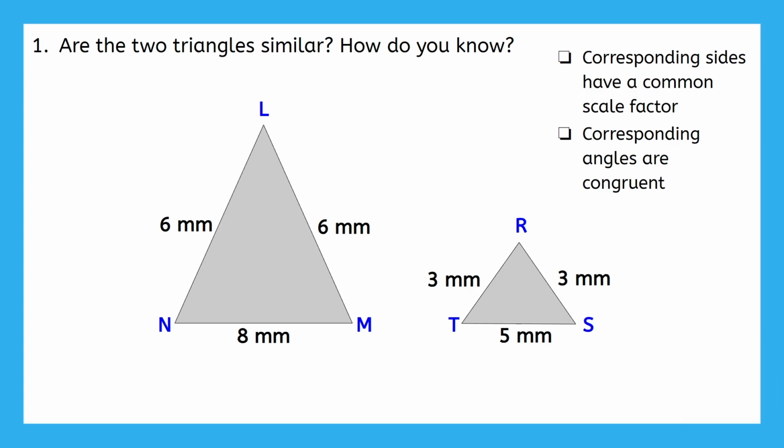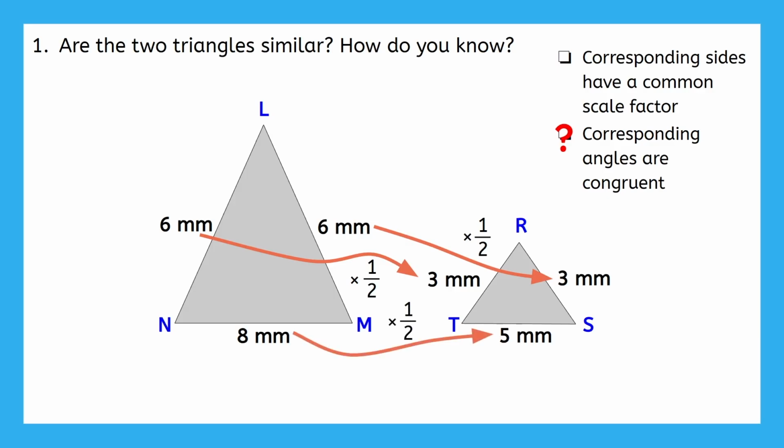I noticed that the angle measures are missing on these two triangles. So at first I thought maybe we just don't have enough information since we won't be able to tell if the corresponding angles are congruent. But then I looked at the corresponding sides a little closer. The scale factor going from 6 to 3 is 1/2, but if we use that same scale factor on the longer sides, it doesn't take us from 8 to 5. 8 times 1/2 would be 4.